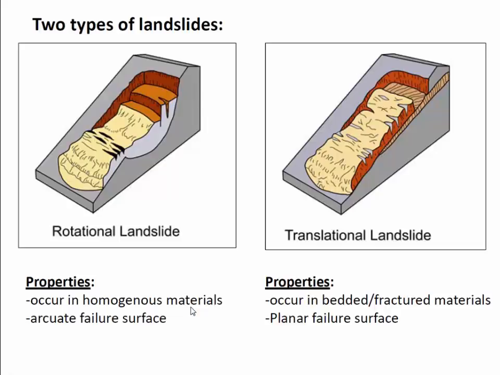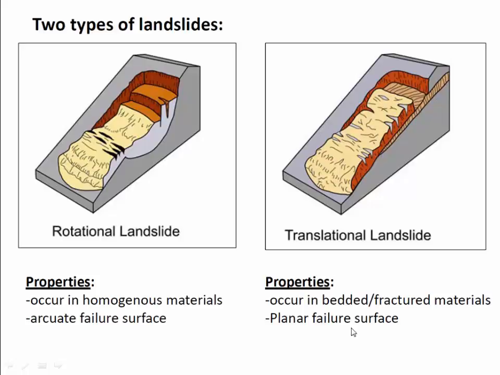So there's two basic types of landslides, and they really occur in different materials. A rotational landslide tends to occur in homogeneous materials that don't have pre-existing fractures. Okay? In contrast, a translational landslide tends to occur in bedded or fractured materials that do have pre-existing planar fractures or planar failure surfaces.